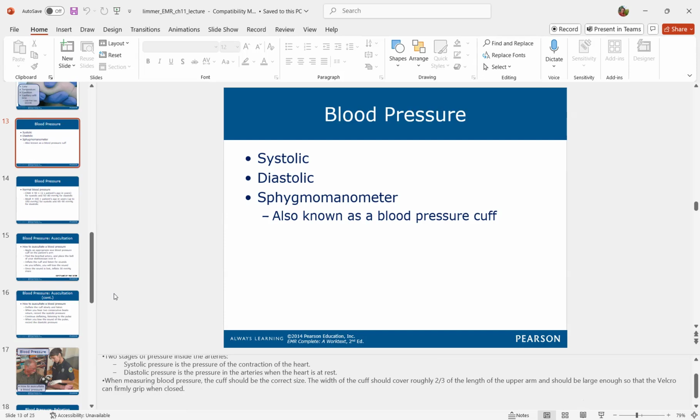Again, we use the sphygmomanometer for this. That's also known as the blood pressure cuff. So systolic, that's our top number. Diastolic, that's our bottom number. So this would be like the 120/80.